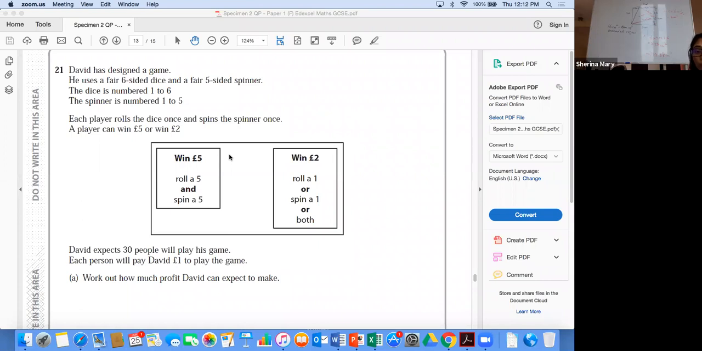Like 5 euros means you roll a 5 and you spin a 5. You win 2 euros means you roll a 1 or you spin a 1 or both. David expects 30 people will play his game. Each person will pay David 1 euro to play the game. Work out how much profit David can expect to make.